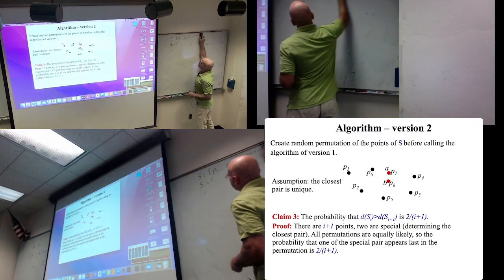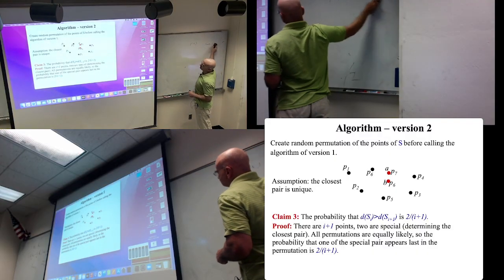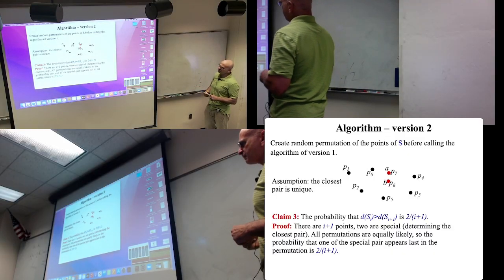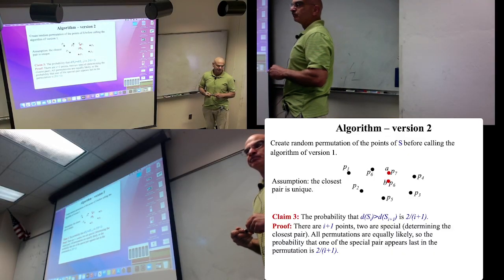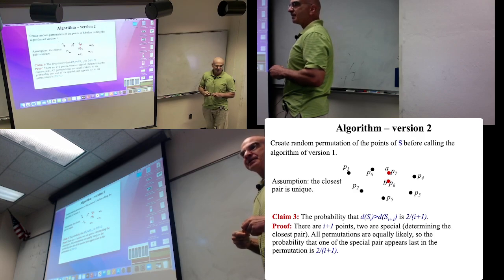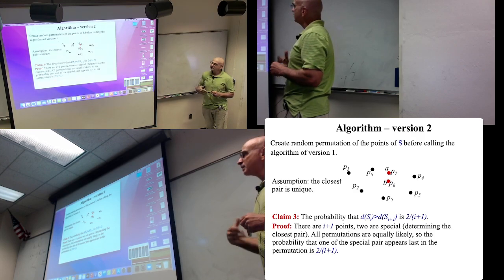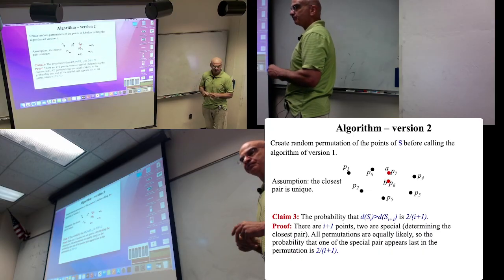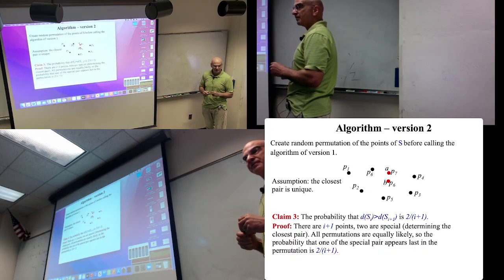So version 2 of the algorithm is very similar. All it says is that take all the points that you have, and just before you insert them, create a random permutation of the points. Change their orders. Every permutation should have the same probability.